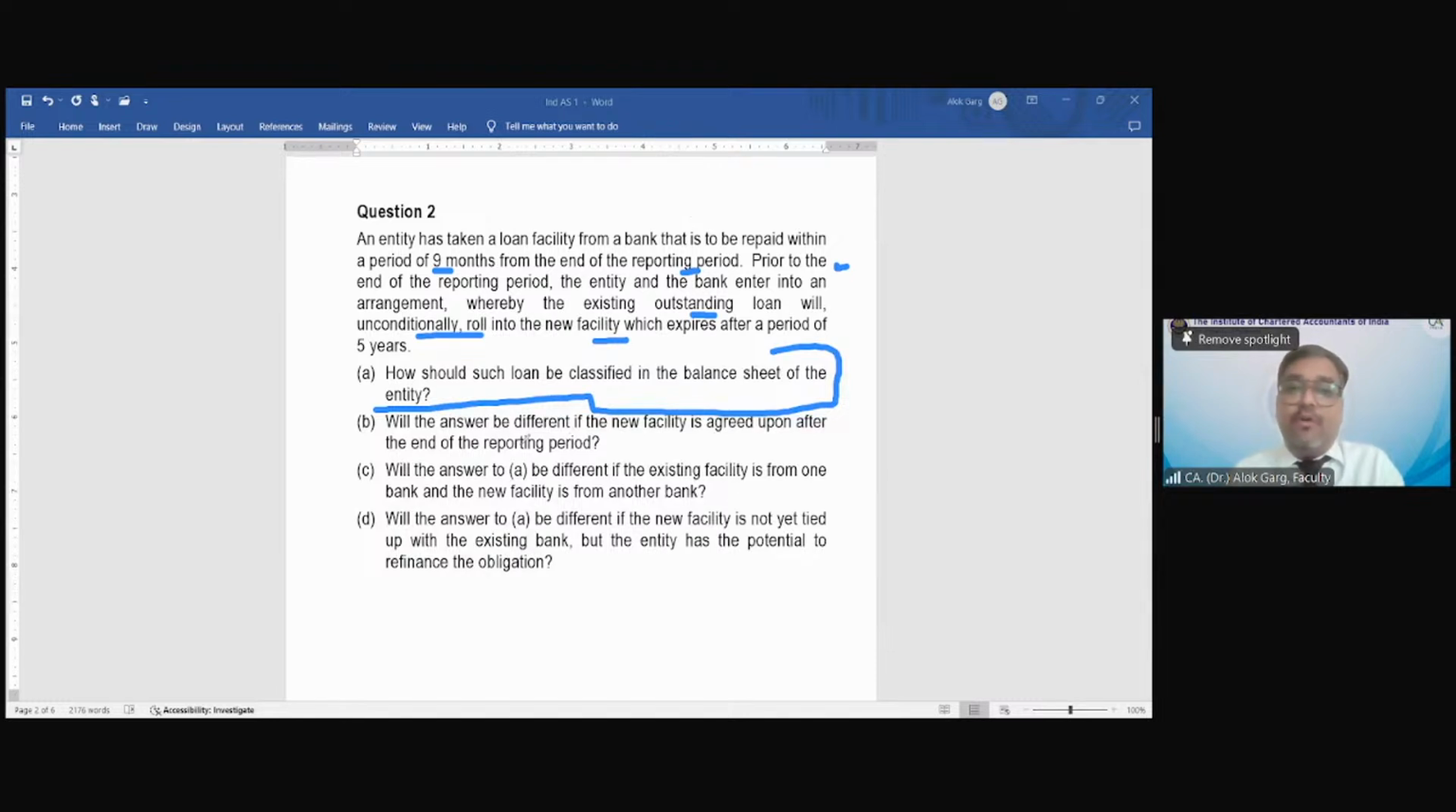Question number 2. Will the answer be different if the new facility is agreed upon after the end of the reporting period? Here, this new arrangement was agreed before the end of the reporting period. It means on the balance sheet date, when you are classifying current and non-current, it was already agreed. But question B says that on the balance sheet date, it was not agreed. It was agreed after the balance sheet date. So would your answer be different if this was agreed after the balance sheet date?